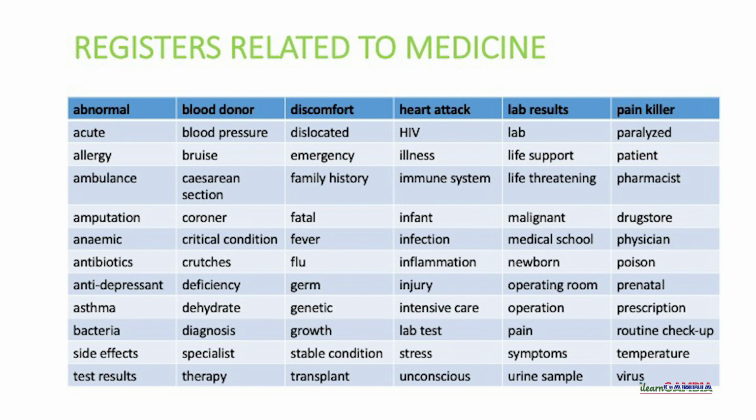Heart attack, HIV, illness, immune system. Infant, infection, inflammation, injury, intensive care. If somebody is in a very critical condition, that person needs intensive care. Lab tests, stress, unconscious, somebody may fall unconscious. Lab results, if lab tests are done, then the lab results are also shown.